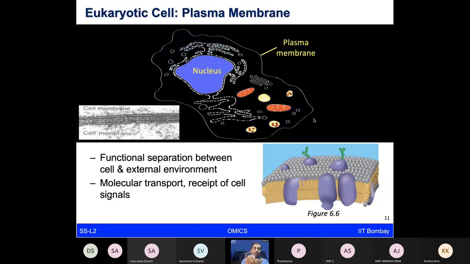So intracommunication and intercommunication, all of those are possible because of these plasma membranes, which provide that boundary, and also help with the transport of molecules and the receipt of cell signals. All of those are governed by this small plasma membrane, which people have looked at in the electron microscope and tried to define its structure and how best it is able to communicate these signals.